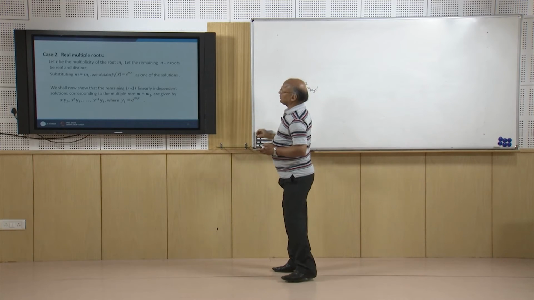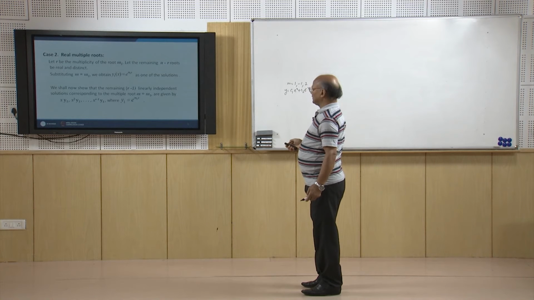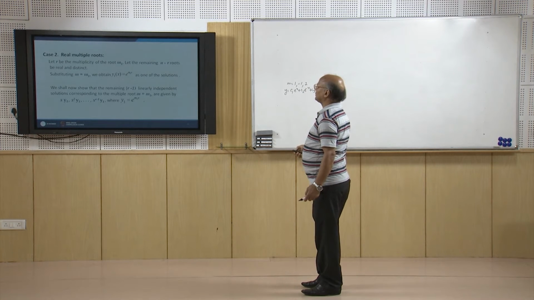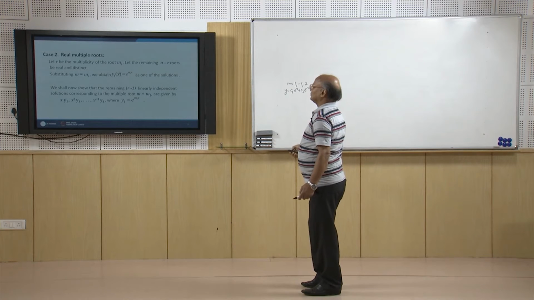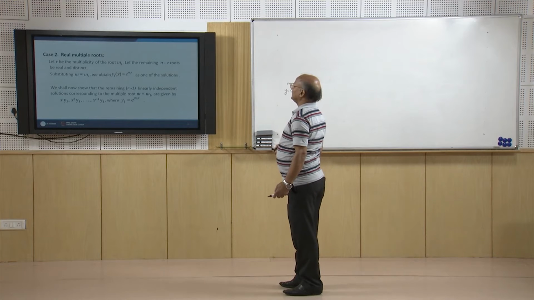Okay, so let us assume that m equal to m1 occurs r times. One solution of the auxiliary equation, one solution of the equation 1, will be y1(x) equal to e to the power m1 x.